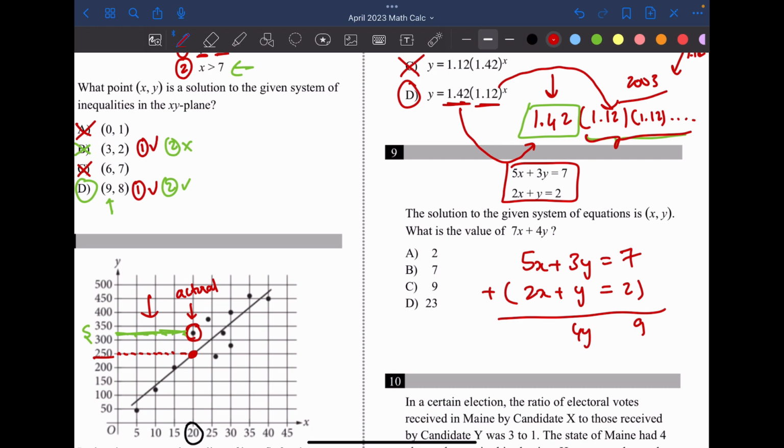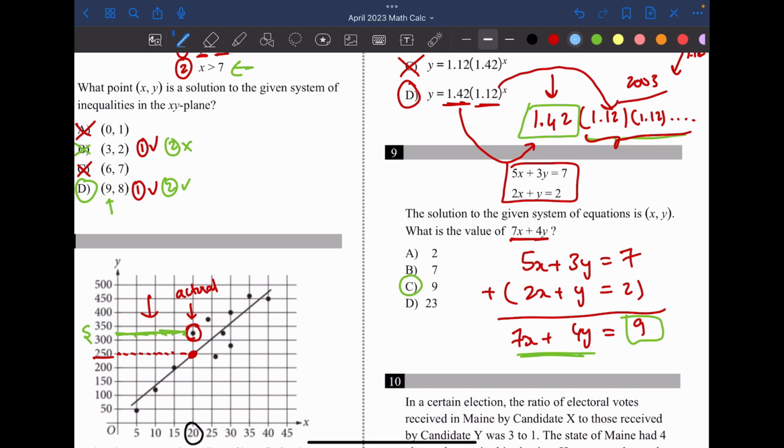So I'm going to write that here. So 4y. And then 5x plus 2x is 7x. So 7x. And then put the signs in. So what is the value of 7x plus 4y? It's over here. 7x plus 4y is equal to 9. So that's the answer. Okay. But once again, I noticed this because I've done something like it before.